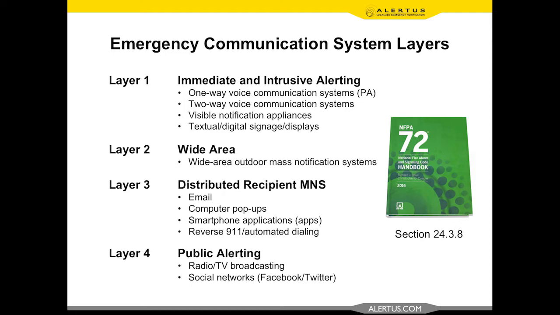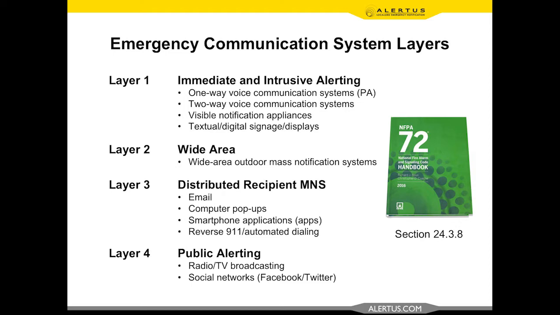Now, within the NFPA 72 code, the emergency communication system is separated into different layers. As you can see on your screen, layer 1 is for immediate and intrusive alerting. Different examples of that would be one-way communication systems, which would be a PA system, for instance, where you're able to just announce the alert. Two-way voice communication systems, which would be like a voice interface where you're able to contact the end user, talk to them, and find out how they're doing. Visible notification appliances, textual and digital signage displays.